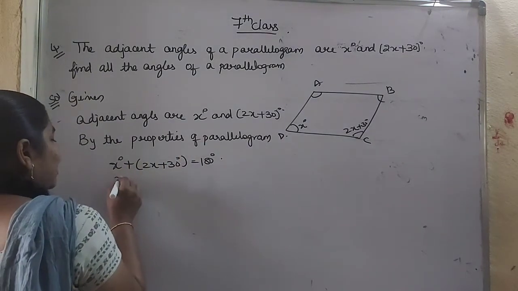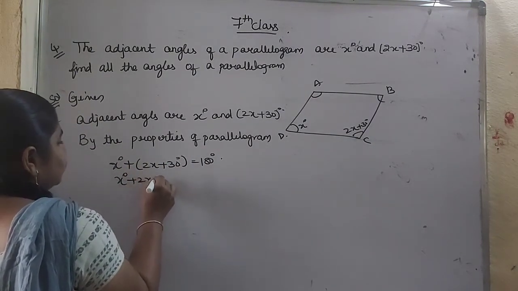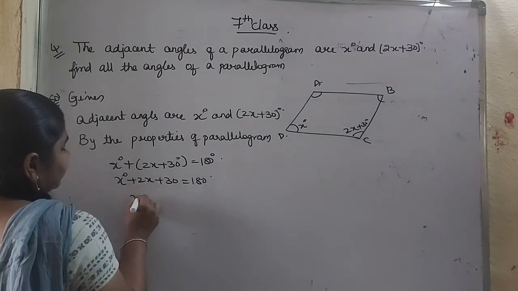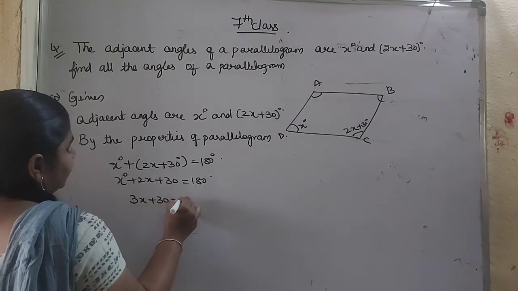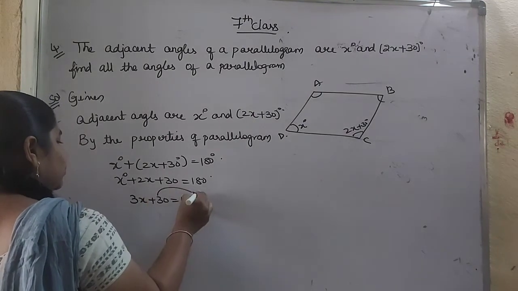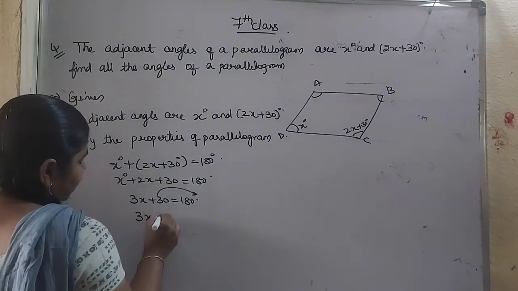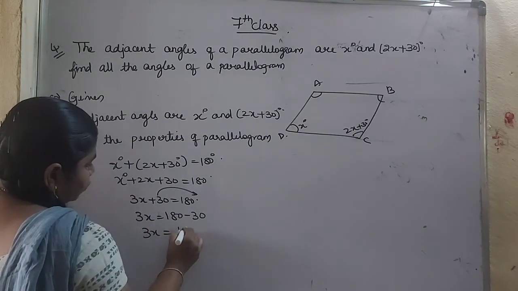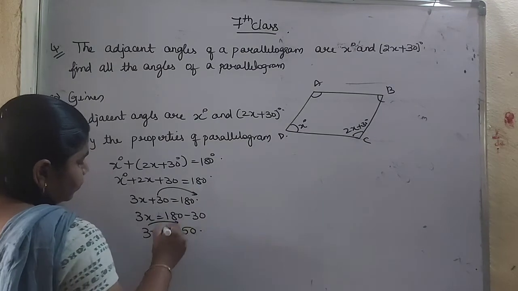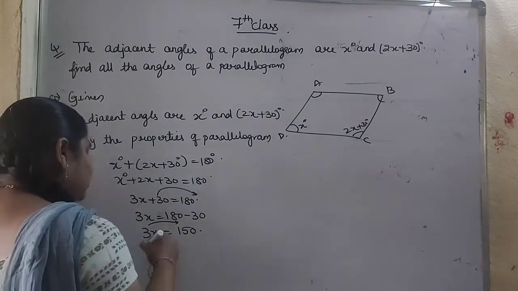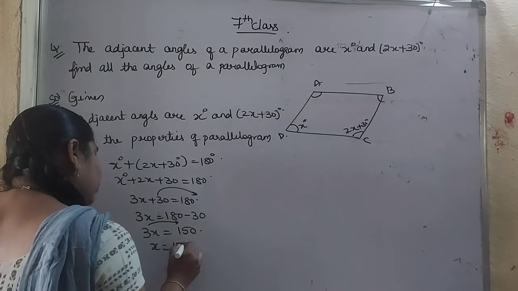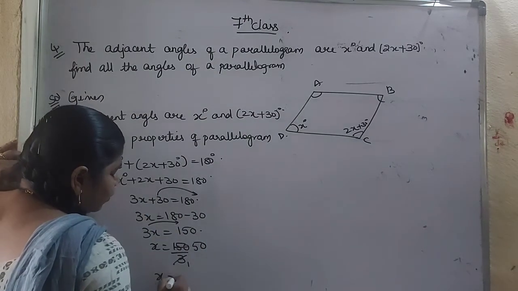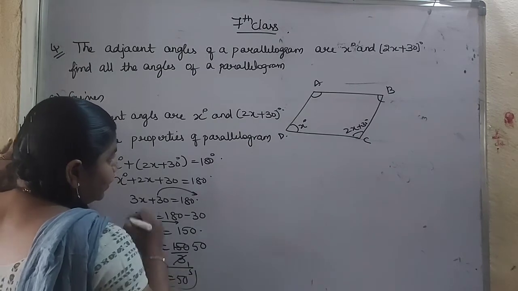So remove the brackets. x plus 2x plus 30 will be equal to 180. x plus 2x will be 3x, so 3x plus 30 is equal to 180. Transpose the 30 to the other side. So 3x is equal to 180 minus 30, so 3x will be equal to 150. Transpose the 3 to the other side, that will become division. So x is equal to 150 by 3. Three fives are 15, so how much x value did you get? You got the x value as 50.